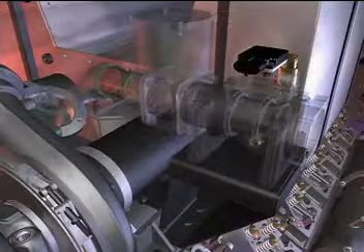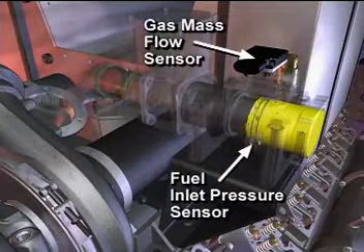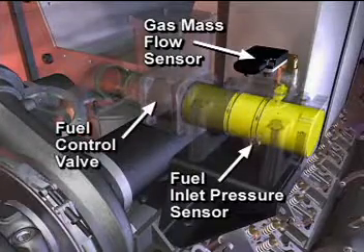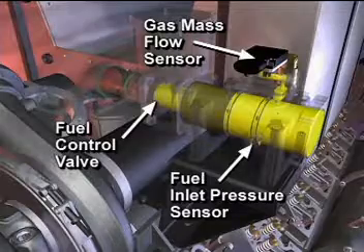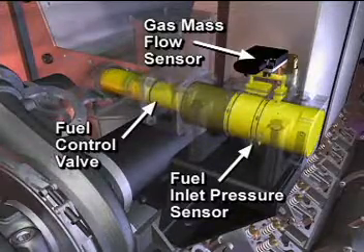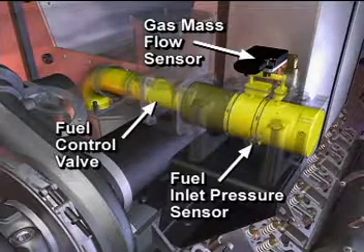In the gas control assembly, the fuel flows past the fuel inlet pressure sensor and the mass flow sensor. The assembly also houses a fuel control valve that regulates the amount of fuel allowed into the engine, providing mixture control. Fuel leaving the gas control assembly flows over the fuel outlet pressure and fuel temperature sensors.